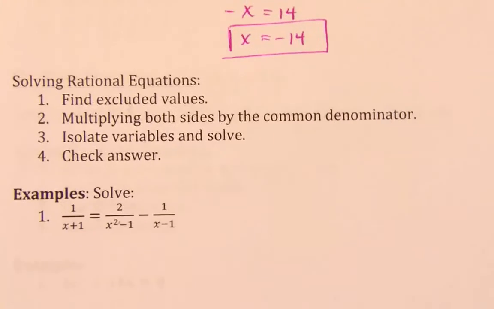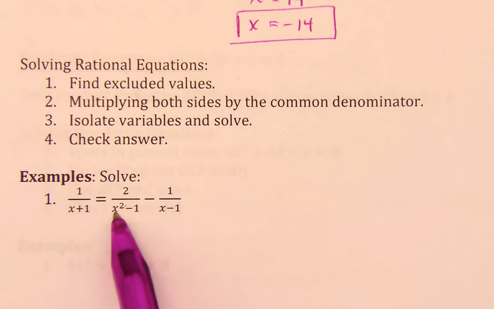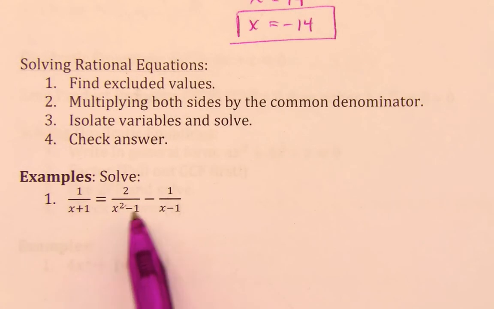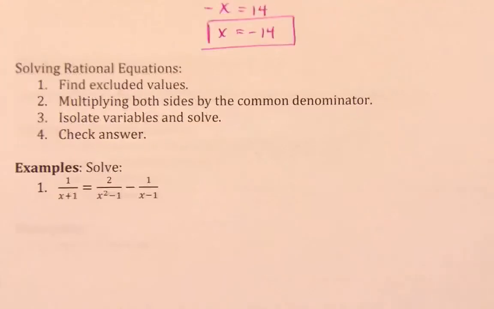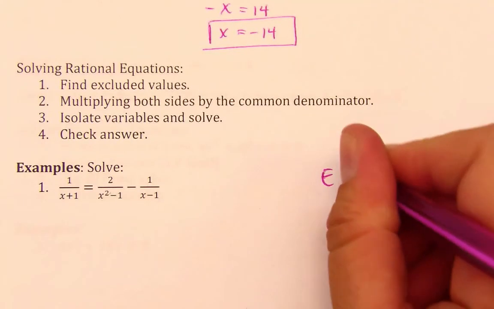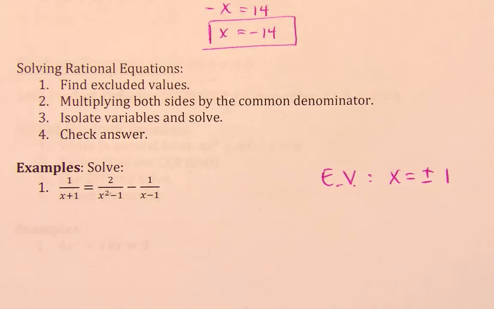Now, if we have a rational equation, now we have our variable in the denominator. So we need to be a little bit careful here. We need to look at what our excluded values are. And in this case, we know that x cannot equal positive or negative 1. So we know that going into this. So our excluded values are going to be x equals plus or minus 1.